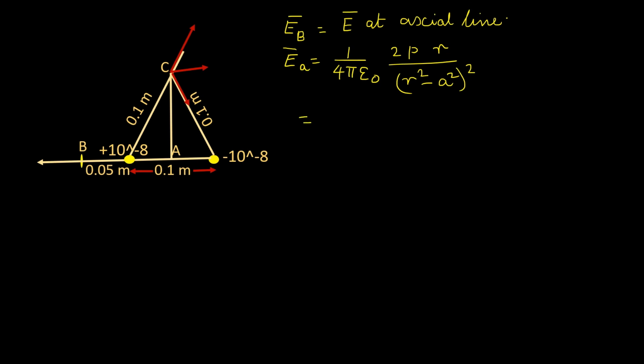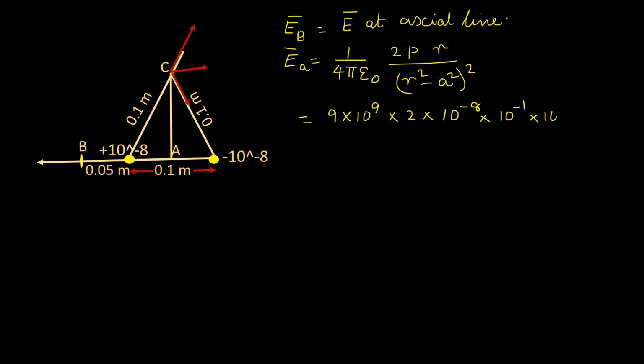So we will substitute that. This becomes equal to 1 by 4 pi epsilon naught, which becomes 9 into 10 raised to 9, into 2p. So 2p is q into 2a. Q is 10 raised to minus 8. 2a is equal to 0.1 meter, that is 10 raised to minus 1, into r. The distance is from the midpoint to B, that becomes 0.05 plus 0.05, which is 0.1.